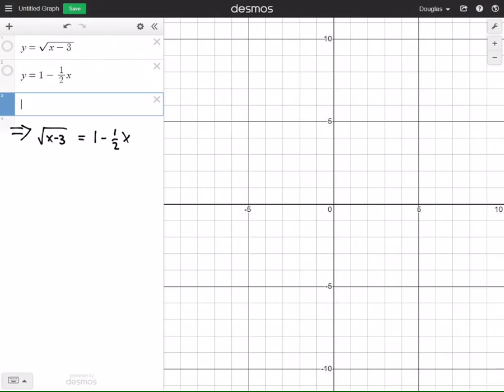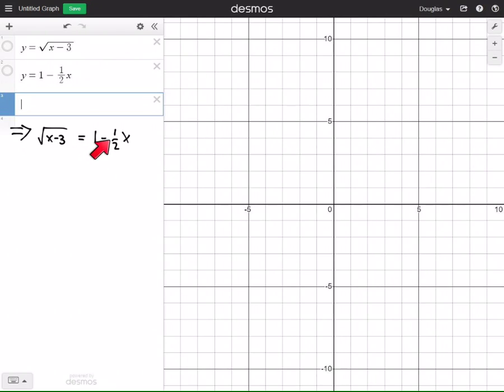This is the equation that I need to solve. The square root of x minus 3 equals 1 minus a half x. Now, why do I need to solve that? Well, let's not ask these kinds of questions. But look at it as a thought experiment. What happens if you are asked to solve an equation in this kind of form? Well, what we need to do is square both sides.